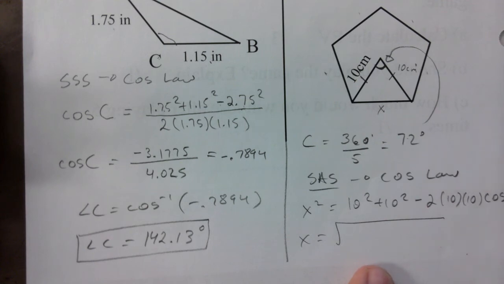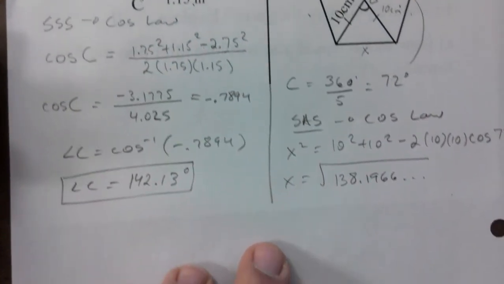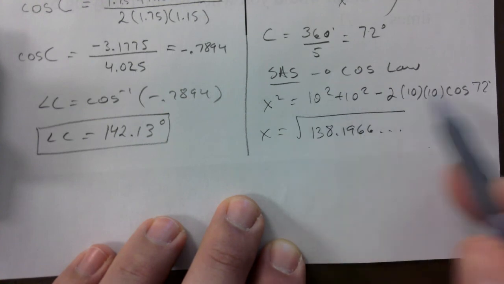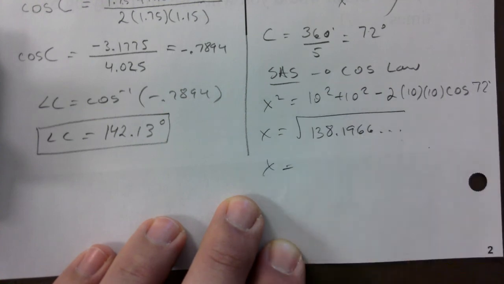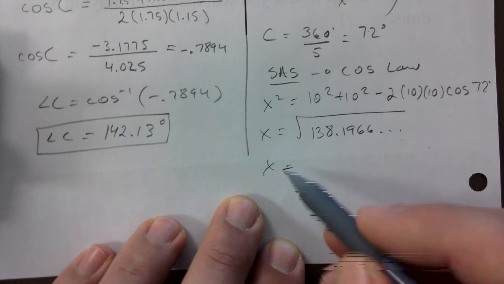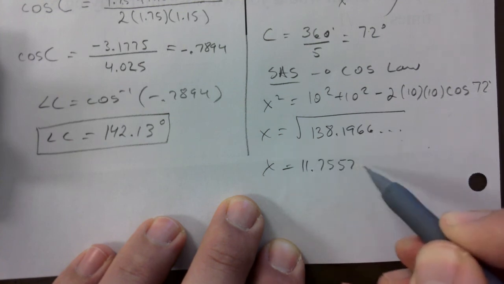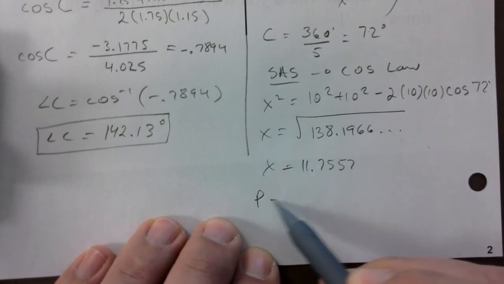Make sure your calculator is set to degrees. And this is what you get inside the root there. And you write it out, you type this in, you get that. I take the square root of that, it's 11.7557.